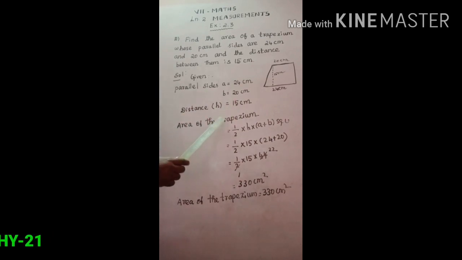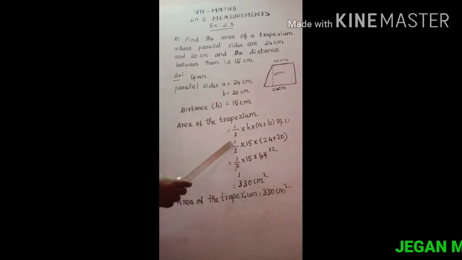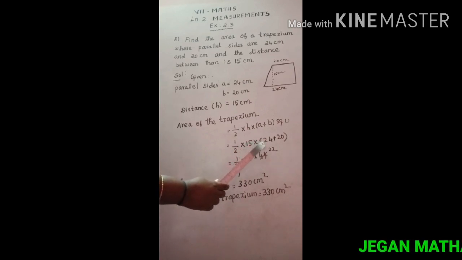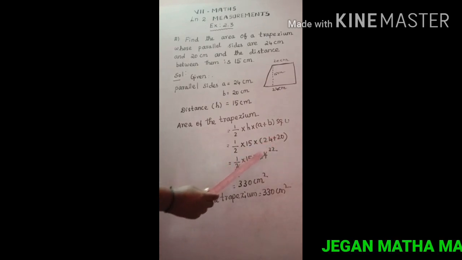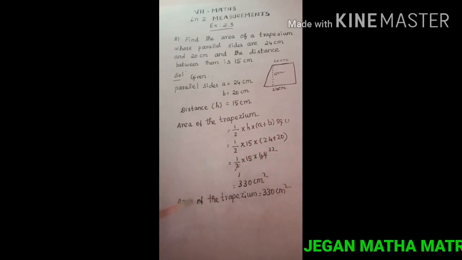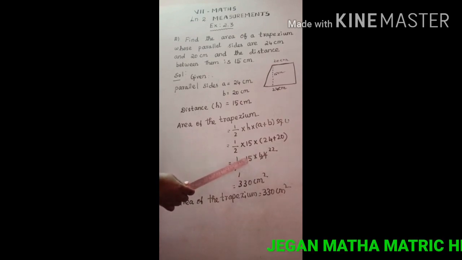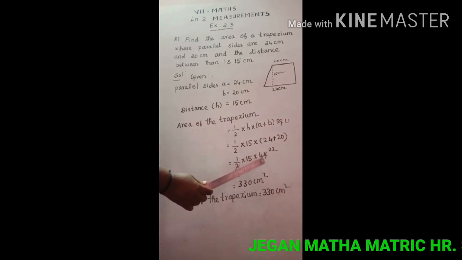Then area of the trapezium, using this formula, 1 by 2 multiply with height multiply with sum of the two parallel sides A plus B square units. So substitute the given values. 1 by 2 multiply with 15 multiply with 24 plus 20. Then 24 plus 20 is equal to 44. So we have 1 by 2 multiply with 15 multiply with 44.